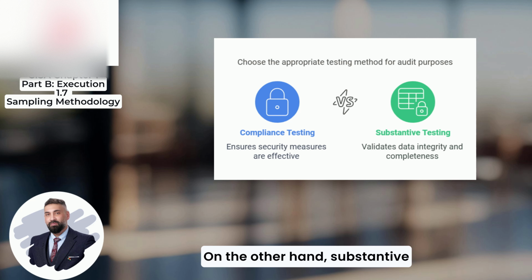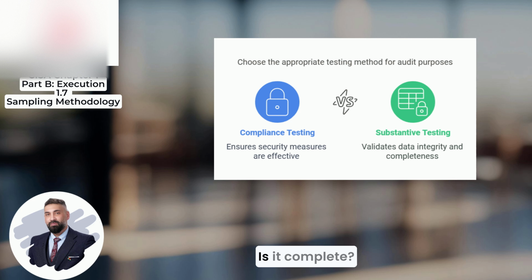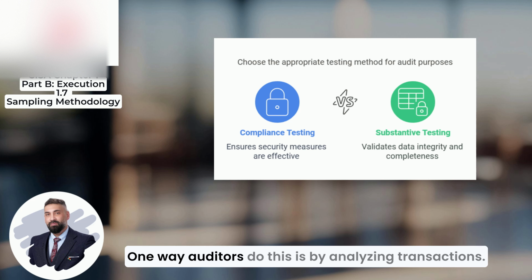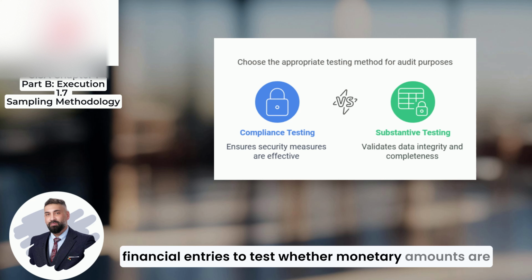On the other hand, substantive testing is far more granular. Think of it as checking not only whether gates exist, but whether what's behind them is in order. Is the financial or operational data legitimate? Is it complete? One way auditors do this is by analyzing transactions. For example, they may select a sample of financial entries to test whether monetary amounts are accurate and tie back to supporting documentation.